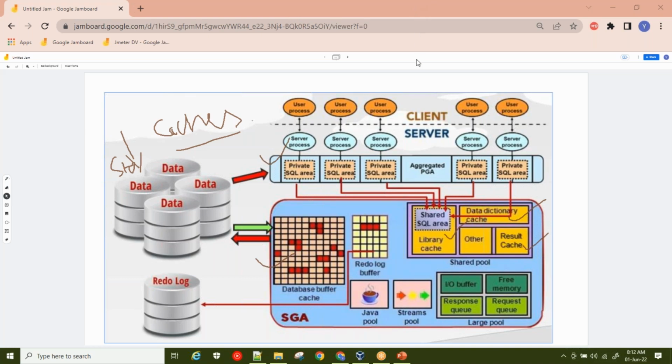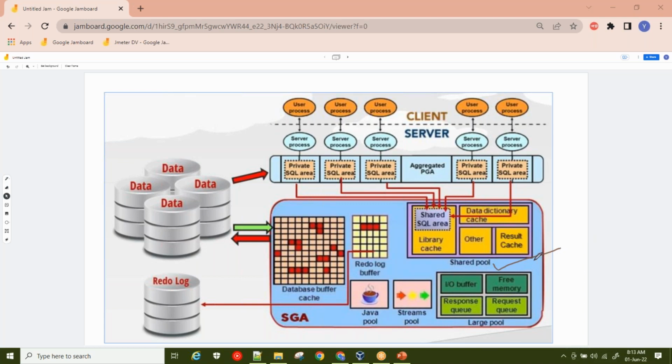Now let's understand this in a little more detail, these components inside. As you know, PGA is the Program Global Area and SGA is the Shared Global Area. This Shared Global Area has one component called the shared pool.